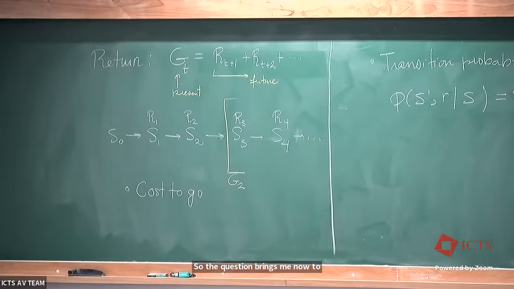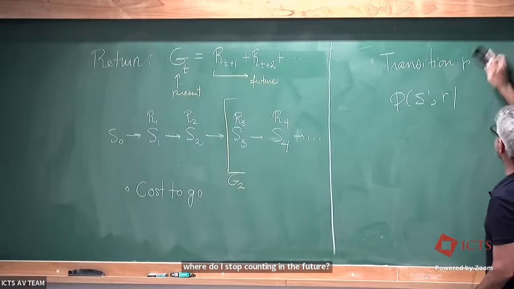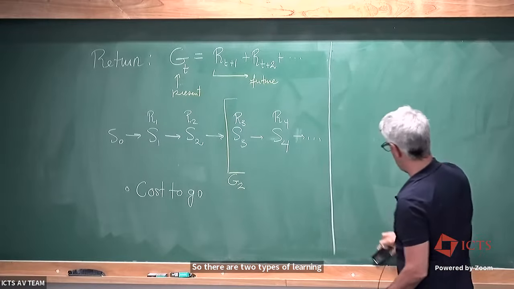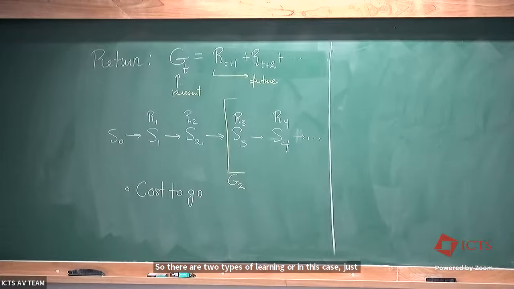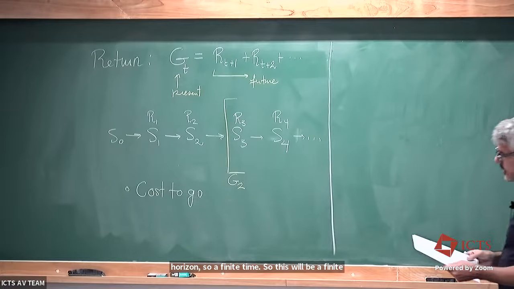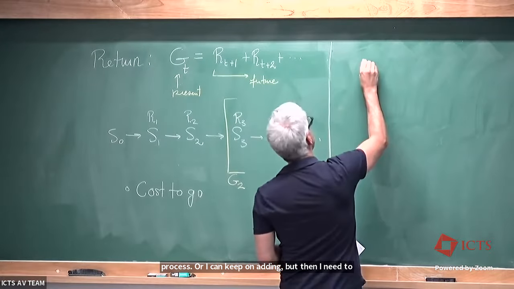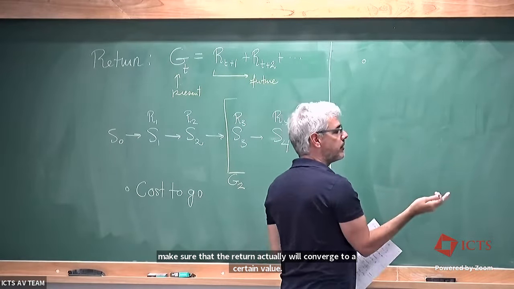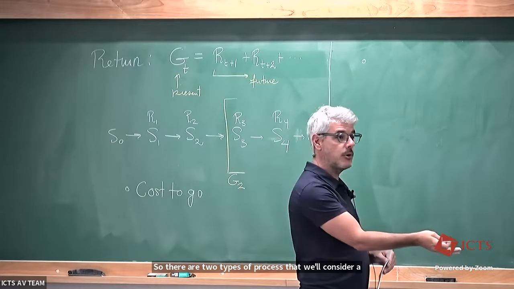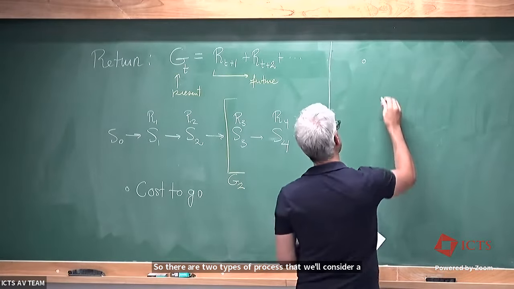So there are two types of learning, or in this case, just dynamics, because there's no learning as such. I can stop counting the rewards at a finite horizon, so a finite time. So this will be a finite process, or I can keep on adding, but then I need to make sure that the return will converge to a certain value. So there are two types of process that we'll consider for Markov reward processes, and then also for the Markov decision process.